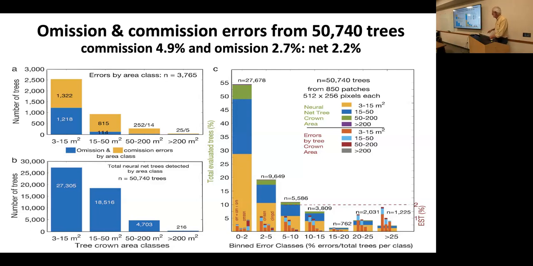And if we look at this plot over here, you see the same thing here. We have a huge number of areas where we had very few errors, and then we have a lot of errors down here. So overall, we had a net uncertainty. We had 5% for commission, 3% for omission, and a net of about 2%. So we take these as being our uncertainty, only for the tree crown mapping.